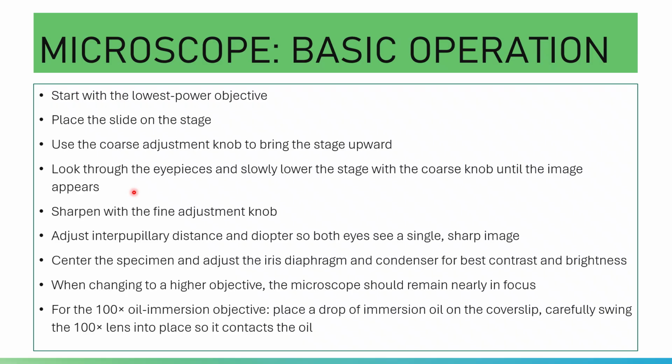Look through the eyepieces and slowly lower the stage with the coarse adjustment knob until the image appears. And sharpen the image using the fine adjustment knob. You can adjust the interpupillary distance and the diopter so both eyes will see a single sharp image. And of course, you center the specimen and adjust the iris diaphragm and condenser for best contrast and brightness.